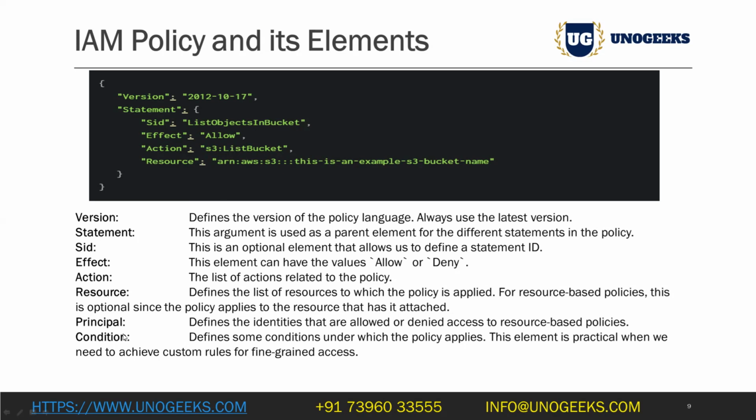And we have the principal and condition also. The principal, as I said, is the identity that is allowed or denied access to resources in resource-based policies. For condition, we can put some conditions. We'll discuss that in tomorrow's session, where we'll create some policies and play around with them. But just to give you an idea, this is how a policy looks. An IAM policy is a JSON document, and this is what a policy statement looks like.